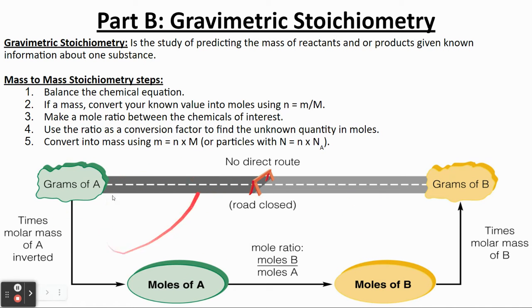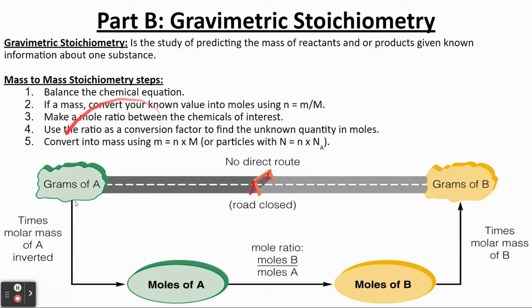So let's say, for example, we're given a substance, its mass. So let's say substance A, we have so many grams of substance A. And we ask you, okay, well, how many grams of substance B will be produced? Generally, if you had moles, you could do a mole to mole ratio. But if you're given grams, you can't go from grams to grams. There's no direct route there. It doesn't work that way.